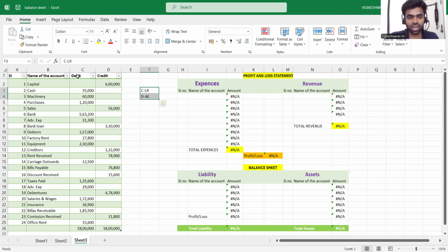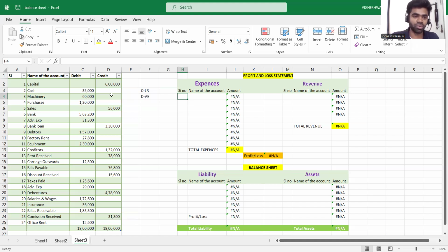The things that are on the debit side should be in the asset or expense, and the things that are on the credit side should be in the liability or revenue. I'm not going to explain much of the basics, so those who didn't see the basics, try to watch the first and second video.